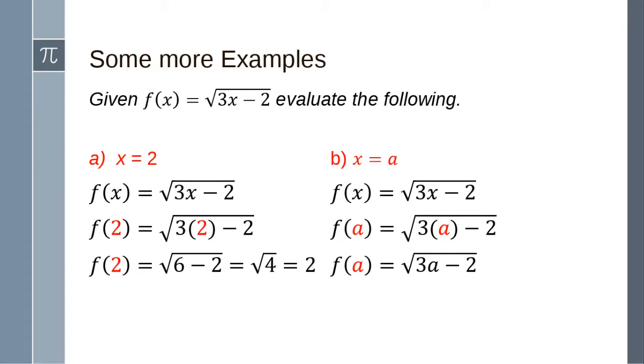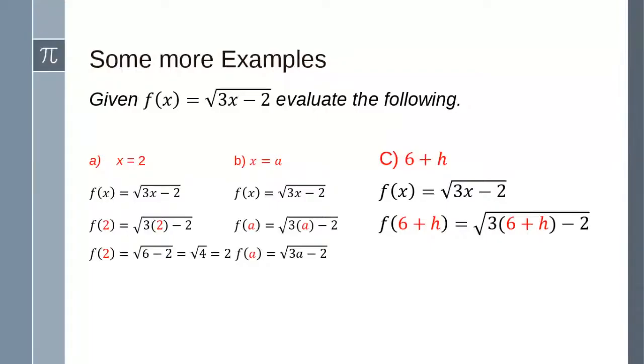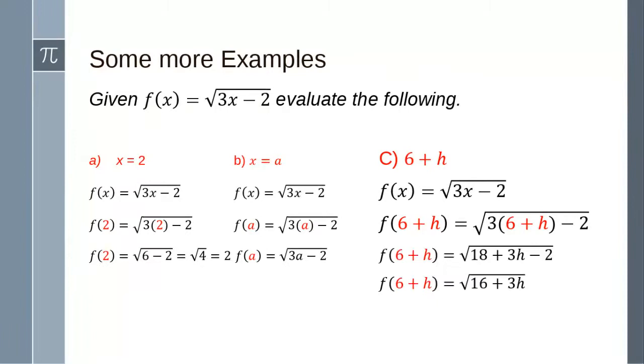Okay, so let's do the C one, the one that's a little bit more challenging. C had two terms to plug into our function. So again, everywhere I see x, I'm going to plug in 6 plus h. In order to evaluate this, I'm going to distribute this 3 into the 6 plus h. So when I do this, 3 times 6 is 18. 3 times h is 3h, and then I have that minus 2.